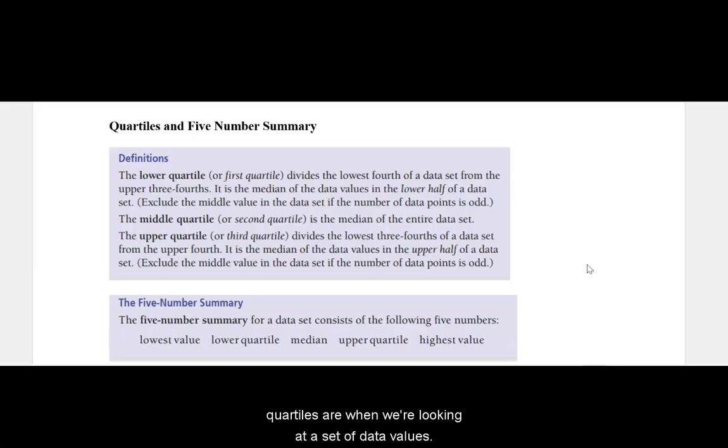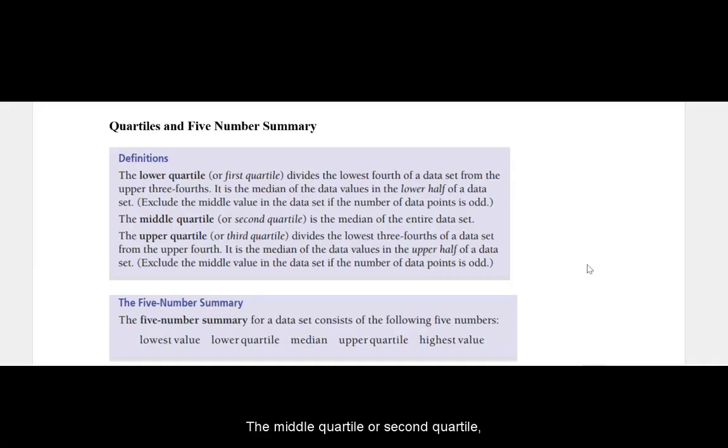When we're looking at a set of data values, our data values need to be in order from smallest to largest. That's the first thing we have to do: arrange the data values. The lower quartile, or first quartile, divides the lowest fourth of a data set from the upper 3/4. It is the median of the data values in the lower half of the data set.